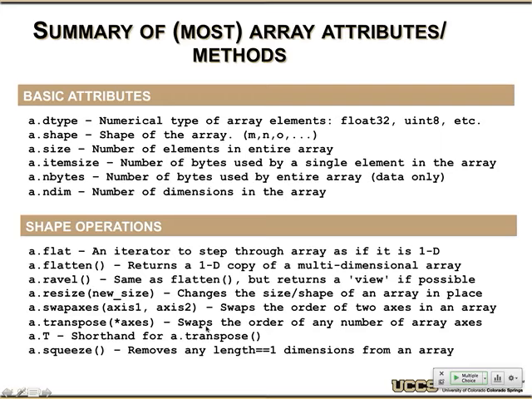There's functions like flatten, which will take an iterator through an array as if it's 1D. So if I want to step through a 2D array in order, I can just call flat or flatten. One returns a copy, one returns a reference as an iterator. Ravel is really the same, but it returns a view if possible. So it tries to return not a copy if it can. Sometimes it can't. Depends on what you ask Ravel to do. I can resize a matrix, so I can extend it in some other dimension, it will gladly do that. I can swap the axes, I can transpose them.